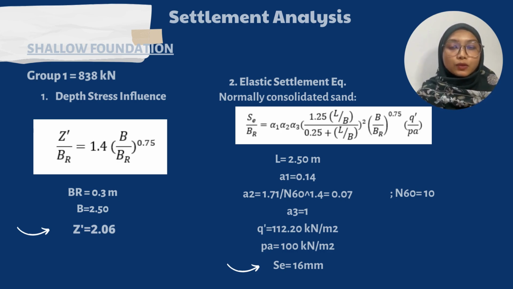The first step is we need to find the depth stress influence with the formula given below, which is Z prime. We put the value of BR equal to reference width, which is 0.3 meter, and our foundation width B equal to 2.50, and the Z prime that we got is 2.06.